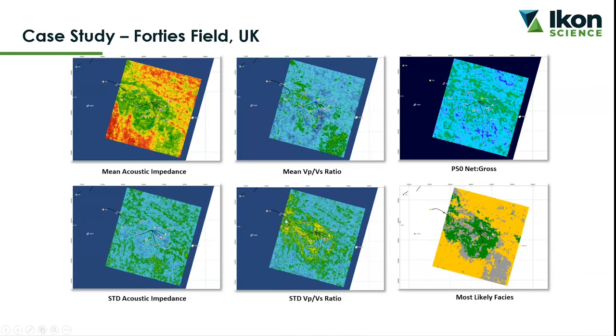And when we look at, for example, the VPVS uncertainty, we see the yellow areas have a high degree of uncertainty, and that's being driven by noise in the seismic data, by things like misalignment, residual moveout, multiples, but also some of the geological factors, such as, you know, perhaps there are areas of lower net to gross. So all of these volumes should be interpreted side by side.